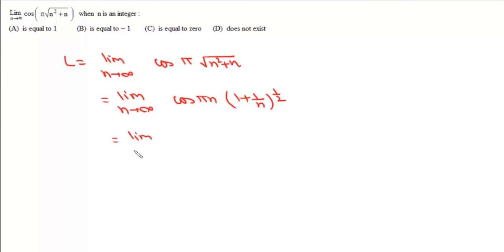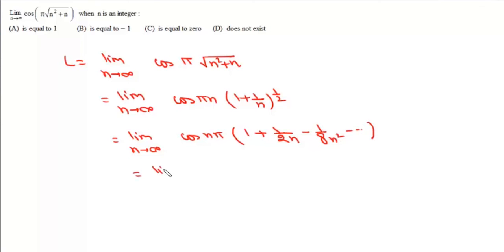We can write limit n tends to infinity cos n pi, and here will be this 1 plus 1 by 2n, and then it will be 1 by 2 and 1 by 2 minus 1, so it will be minus 1 by 8n square plus higher powers of n.